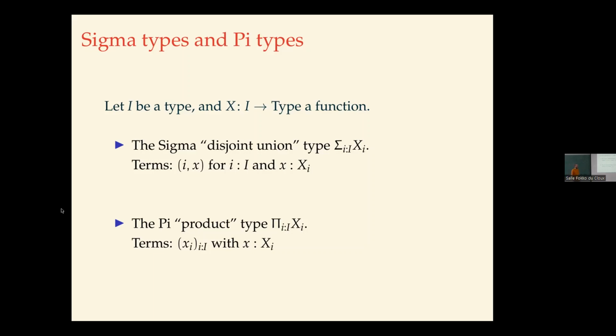And so these are examples of so-called dependent types, because you have terms whose type depends on the term of another living in another type. They're extremely useful, but they also cause some problems sometimes. So that's what we'll talk about in a moment.